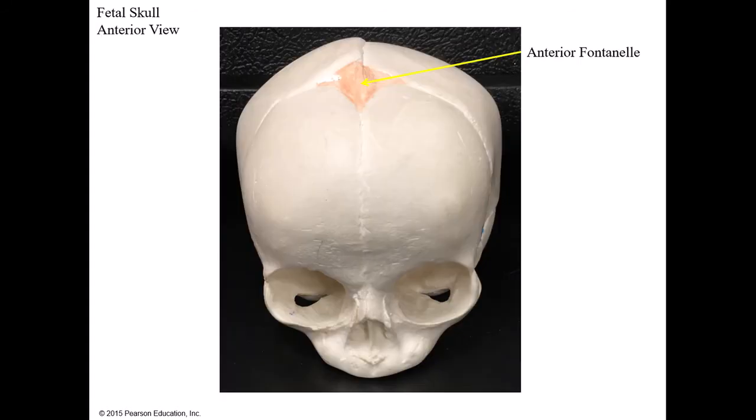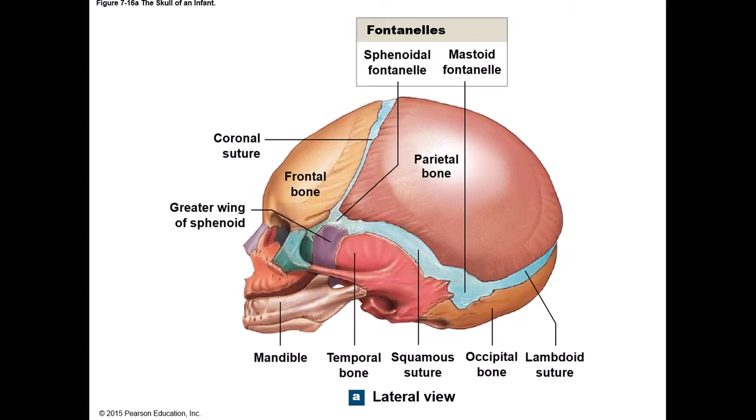Here's another view from the front. Now there's two on the side that we want to know. Where the coronal suture here meets the squamous suture in the front, right about here, this is going to be called the sphenoidal fontanelle. And then if we follow the squamous suture back where it meets the lambdoid, this one here is going to be called the mastoid fontanelle.